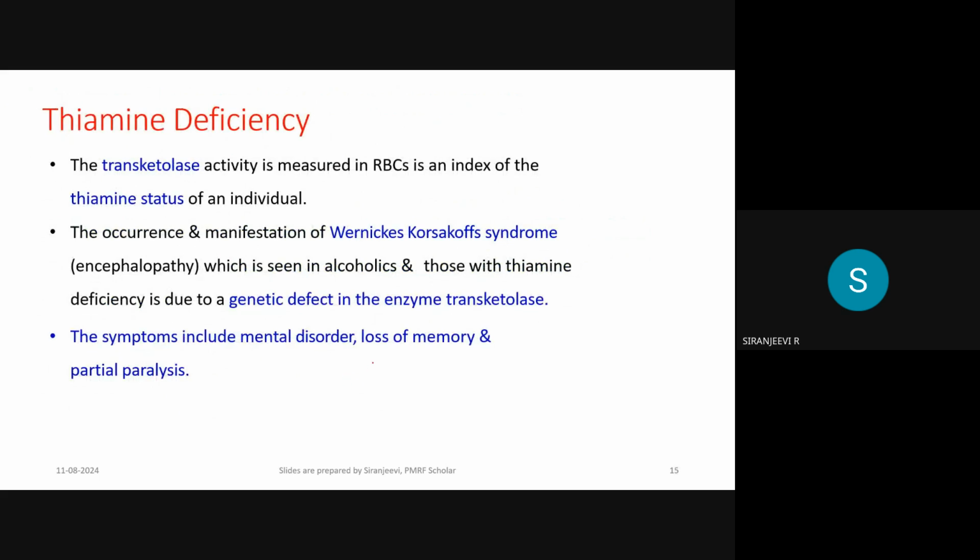And the next one is thiamine deficiency related to this. The transketolase, which we have seen in the pathway, is a big pathway. When the non-oxidative phase starts, it starts with the transketolase. The transketolase needs thiamine for its activity. So whenever thiamine deficiency happens, it leads to the disease called Wernicke-Korsakoff syndrome. This involves genetic defects in the enzyme transketolase. The symptoms include mental disorder, loss of memory, and partial paralysis.